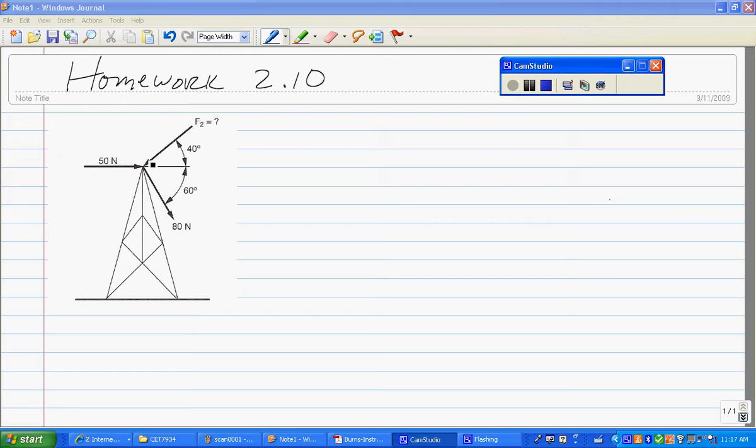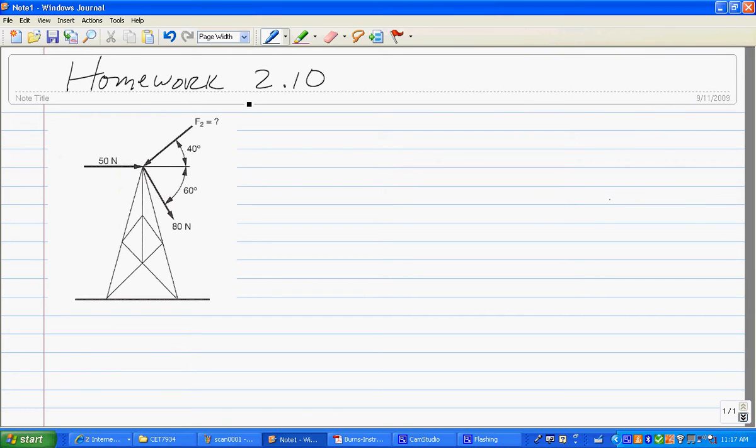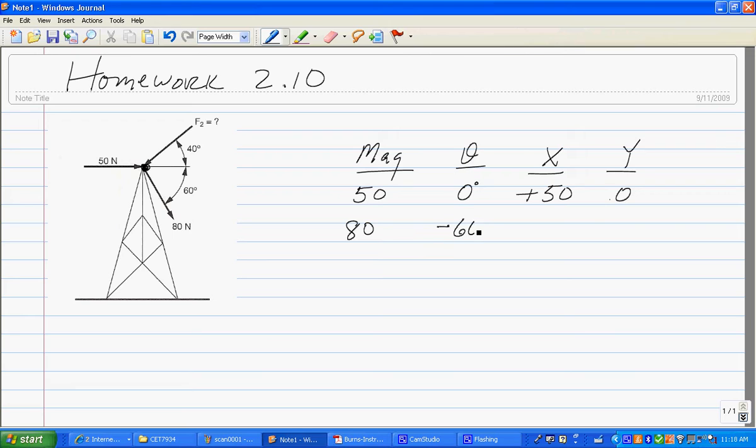Since this is a concurrent force system, all of these forces are concurrent about this point right here. I'm going to construct the table that we've used throughout chapter 2 in looking at the resultant of concurrent force systems. For the 50 Newton force, it acts at 0 degrees. When I break it into its x and y components, the x component is 50 and the y component is 0. The 80 Newton force acts at an angle that I'm going to call negative 60.